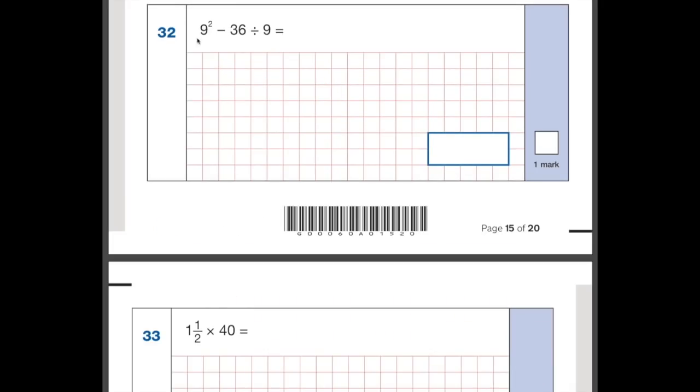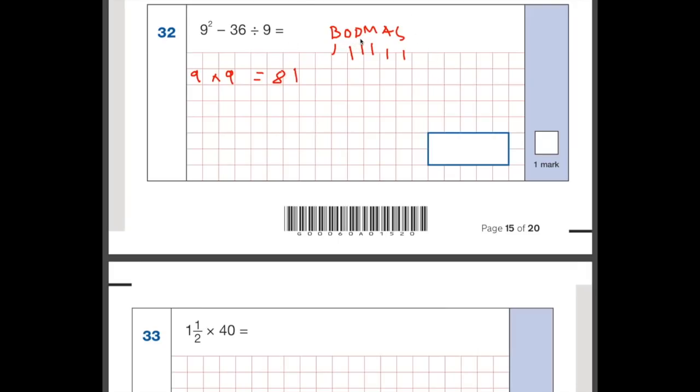Number 32 is trying to trick you with BODMAS. So if you remember BODMAS, we remember this is the order in which we do maths. We have B for brackets, O for orders or powers, D for divide, M for multiply, A for add, and S for subtract. So we start over here and we work our way along. We haven't got any brackets, so we can skip that. We have, however, got some powers or some orders, and that's this here, 9 squared, so we do that first. 9 squared is the same as 9 times 9, which is 81.